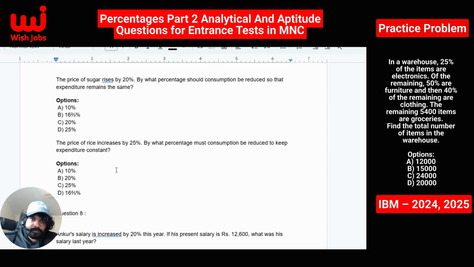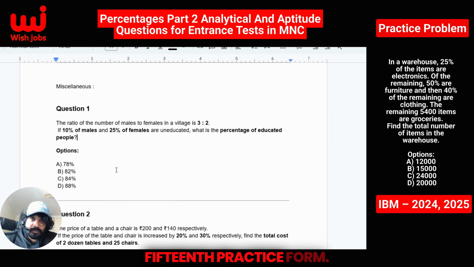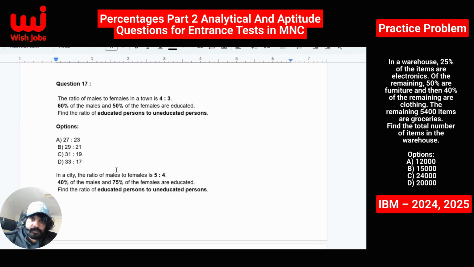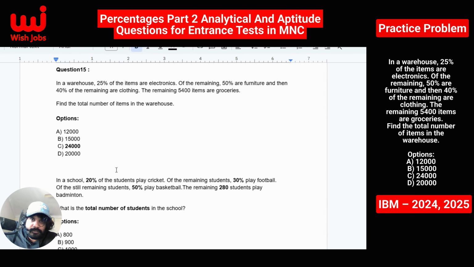Fifteen in the practice. Yeah. 15th practice problem.